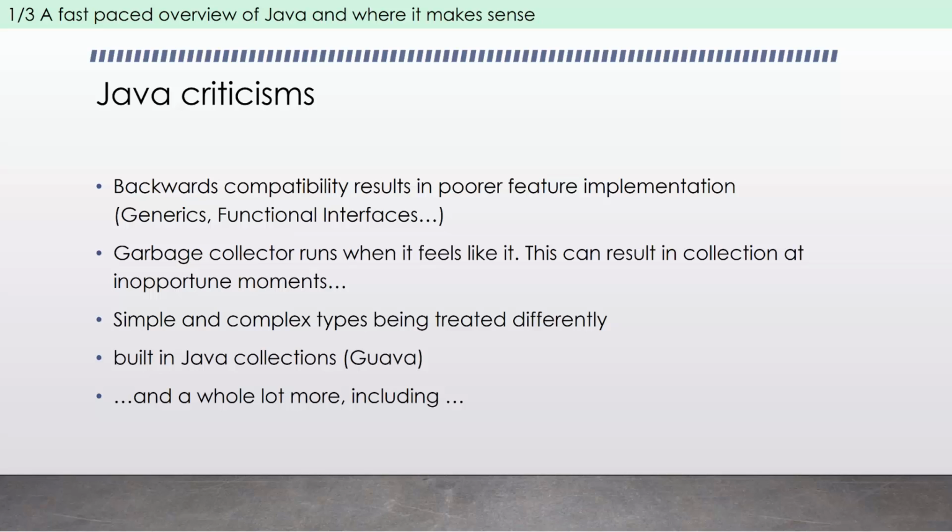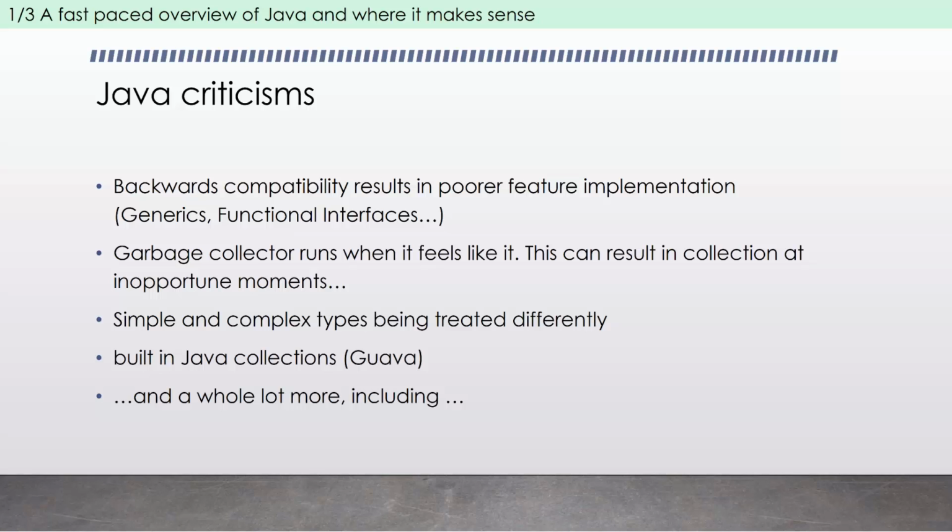So generics, for instance, are implemented in a way such that at compile time, they basically throw away all of the generic information. It's called type erasure, which may not have been the way it would have been implemented otherwise. Functional interfaces, and so on and so forth. The garbage collector, while it's great, runs when it wants to run. You can't really control that, and that results in some problems if it runs at an inopportune moment, such as while you're performing some very intense operations.